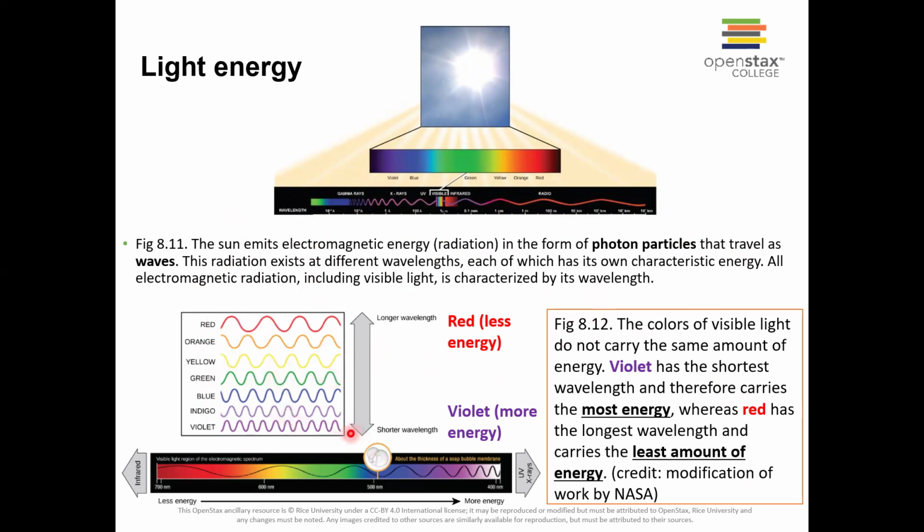If you have a shorter wavelength, like violet over here, you have more energy. If you have a red wavelength like these, you have less energy. So a longer wavelength means less energy, and a shorter wavelength carries more energy throughout.